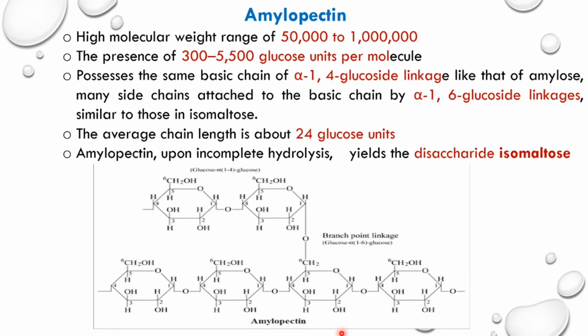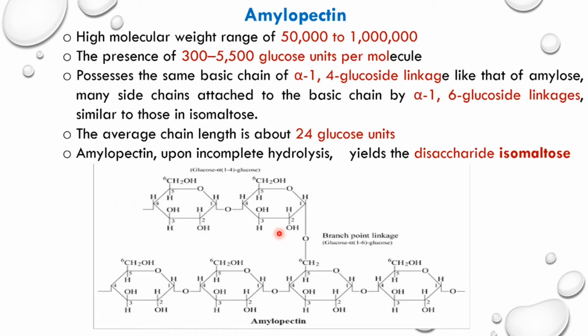The average chain length is about 24 glucose units. Amylopectin upon incomplete hydrolysis yields the disaccharide isomaltose. Here we can see the structure, which is like the structure of amylose, that is repeating units of alpha D glucose combined together by alpha 1,4 glycosidic linkage.